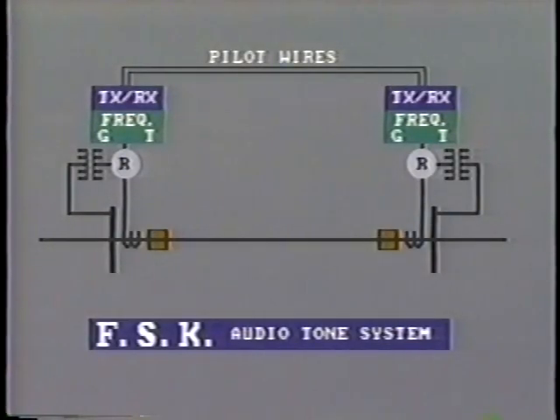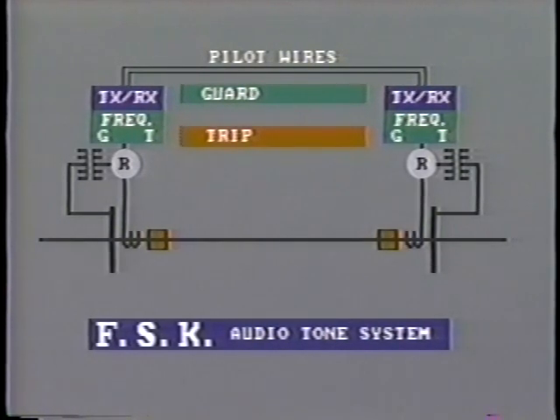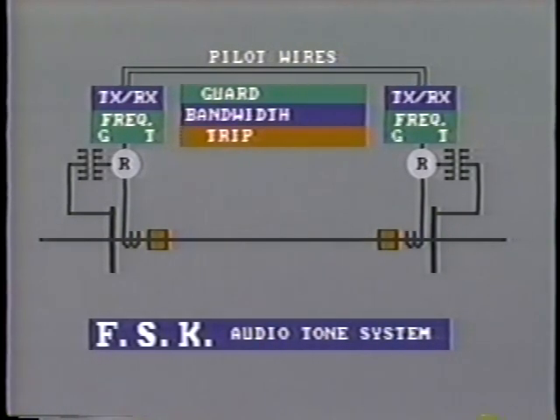The audio tone system provides the same high reliability as FSK by applying a continuous guard signal and a trip signal at a different frequency when required. The frequency shift between guard and trip signals is known as the bandwidth. For example, a typical bandwidth of 170 hertz may give us a guard signal of 1360 hertz and a trip signal of 1190 hertz.